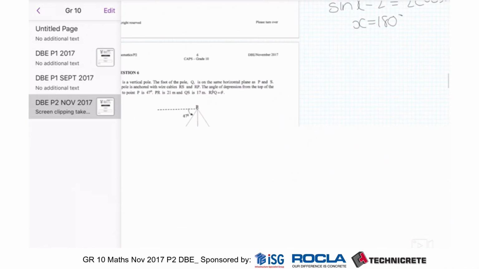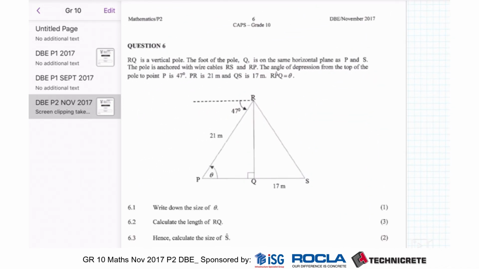Okay, let's move on to our next question. So it says RQ is a vertical pole. The foot of the pole Q is on the same horizontal plane as Q and S. The pole is anchored with wire cables RS and RQ. The angle of depression at the top is 47. They give me one value to be 21 and they give me another to be 17. The first question says calculate the size of Q.